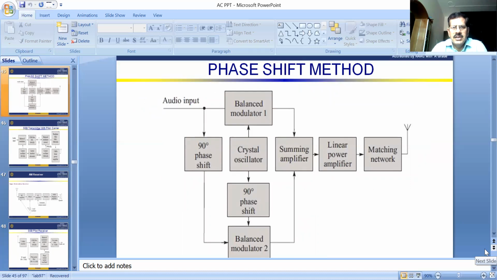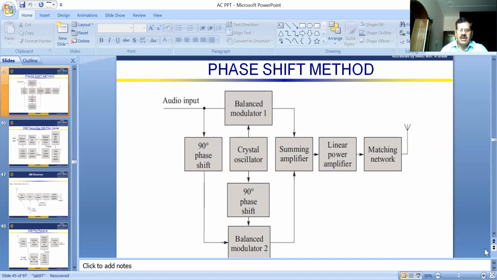Now we discuss different methods of modulators or transmitters. One is the phase shift method, which is used for the modulating process or in the transmitter. Now we see here in this block diagram, we choose an audio input signal. The range of the audio input signal is from hertz to kilohertz, or maximum 3.5 kilohertz. This is the range of the audio signals.